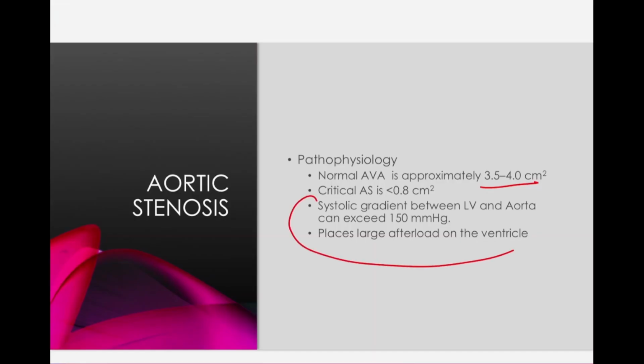This is important here, these last two. The systolic gradient between the left ventricle and the aorta can exceed 150 millimeters of mercury. This places a large afterload on the ventricle. What is afterload? Overcoming the aortic pressure to get out. Well, now, not only do you have to overcome the aortic pressure in the system, but the valve is very tough. You have to squeeze all that blood through a smaller hole now. Okay, we have to generate a lot of pressure to get all that blood out of that little hole. What happens as the heart has to squeeze harder with every single beat? It gets thicker, hypertrophy is going to happen.